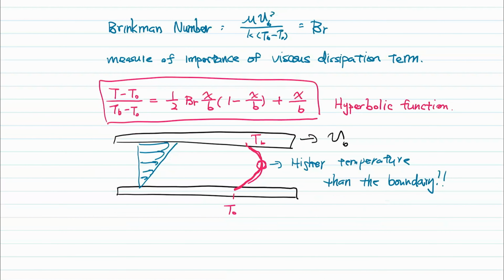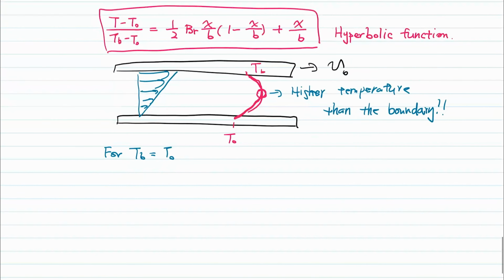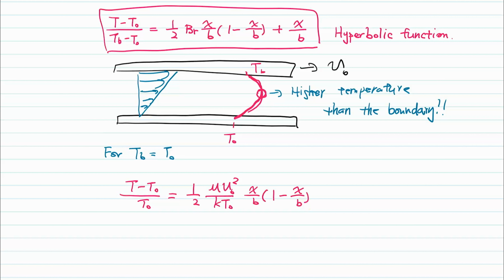Okay, so now what if, simple case, TB equals T naught? Then we have something a little bit simpler. We have (T minus T naught) over T naught equals 1/2 mu VB squared over k T naught times x over b times (1 minus x over b).